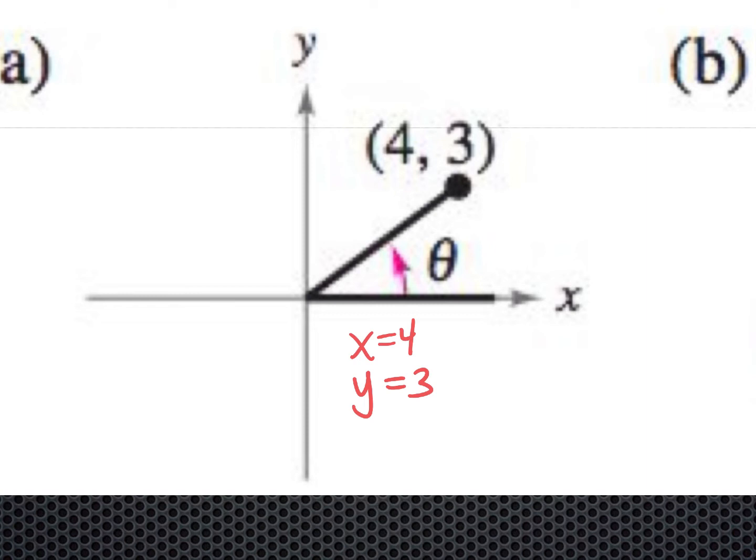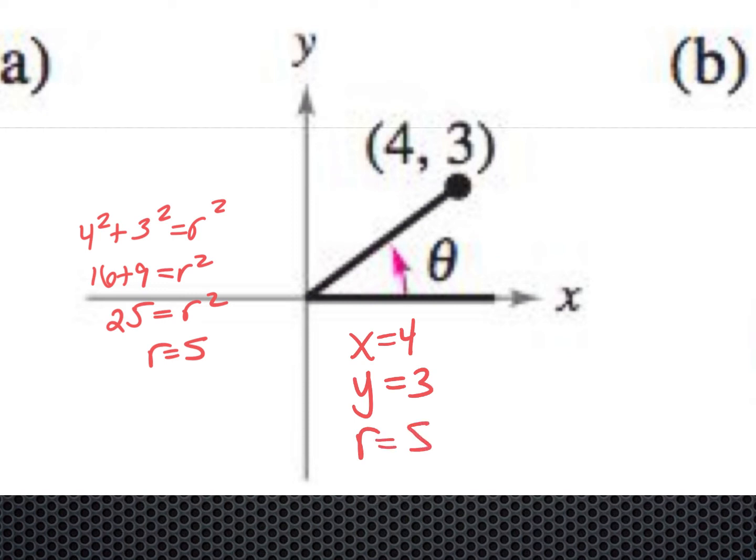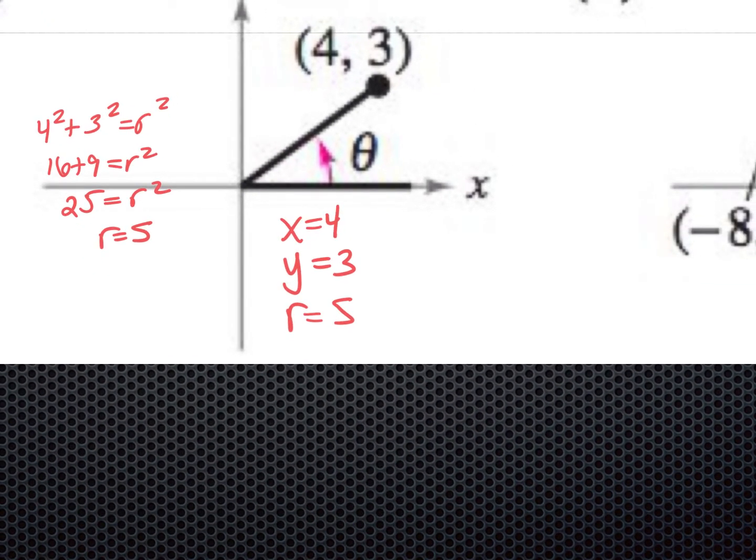How do I find the hypotenuse? I'm going to use the Pythagorean Theorem. 4 squared plus 3 squared equals r squared. So 16 plus 9 equals r squared. 25 equals r squared, so r equals 5. So r equals 5. Now I have all of the information I need to find all 6 of my trig functions.